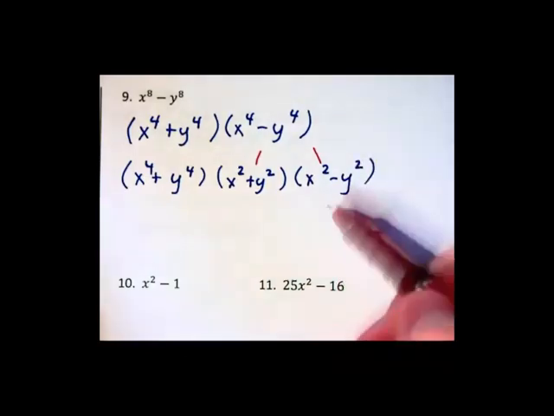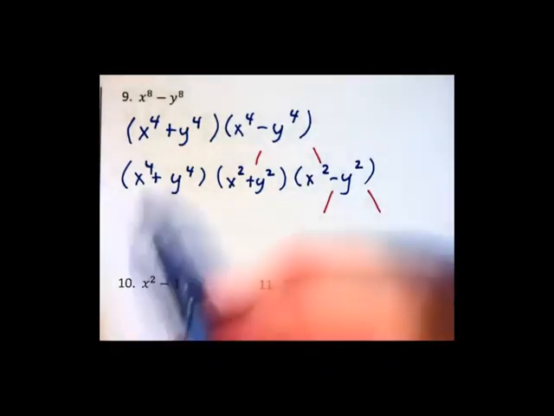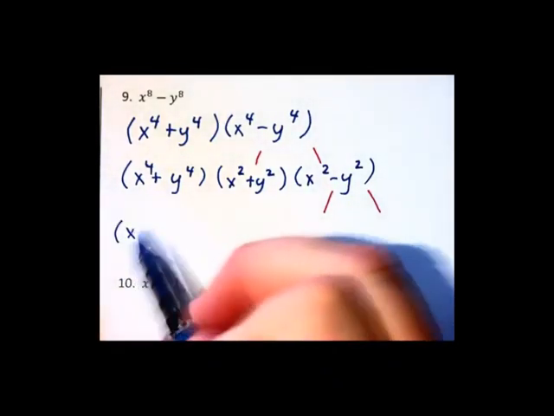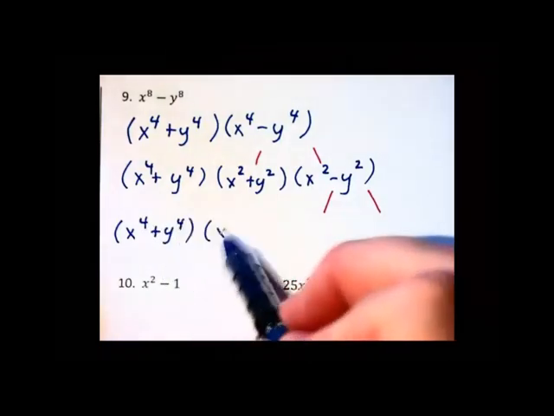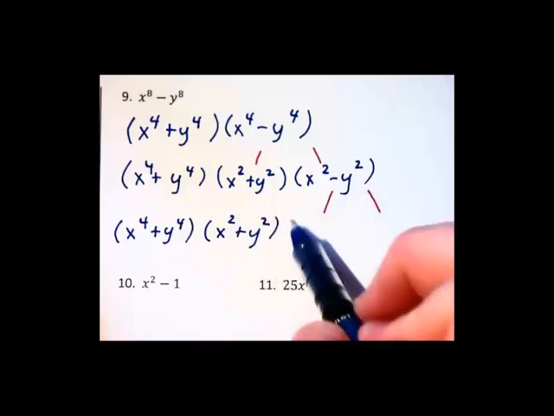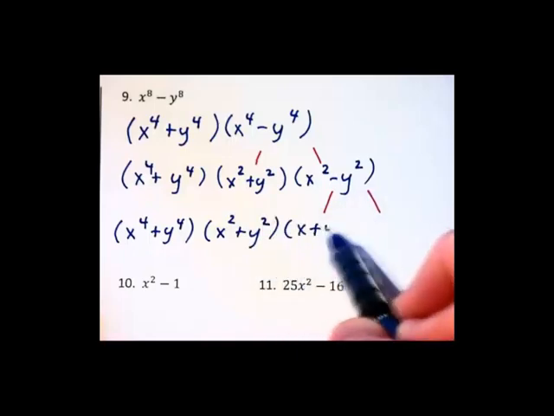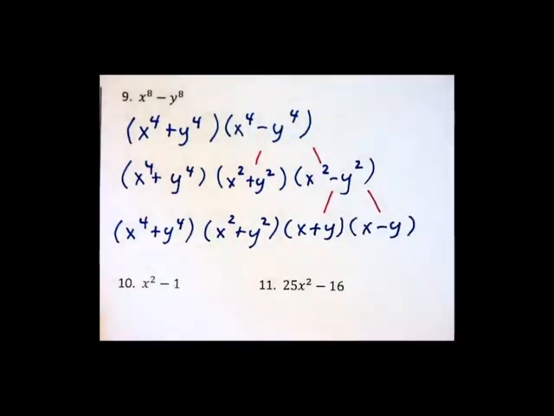And that last parenthesis still can break down further because it's the difference of two squares. The first parenthesis cannot break down, nor can the second, being the sum of two squares. But the third parenthesis is the difference of two squares, and it can break down into x plus y times x minus y. You always want to try to break down each of these expressions as far as possible, because the directions factor imply that you're supposed to factor completely.